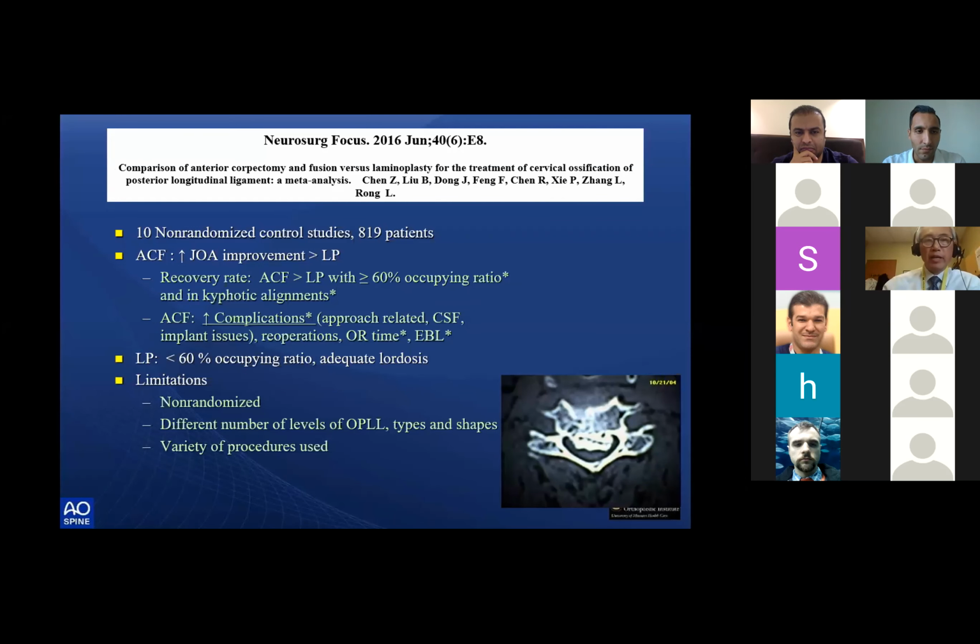What about anterior corpectomy versus just laminoplasty for OPLL? In this particular paper, the recovery rate for corpectomy patients was higher if the lesion occupied more than 60% of the canal with kyphotic alignment. But again, they emphasized complications: CSF leak, implant failure, reoperation. Their conclusion was that if you have a condition occupying less than 60% of the canal with adequate lordosis, laminoplasty is probably the way to go.